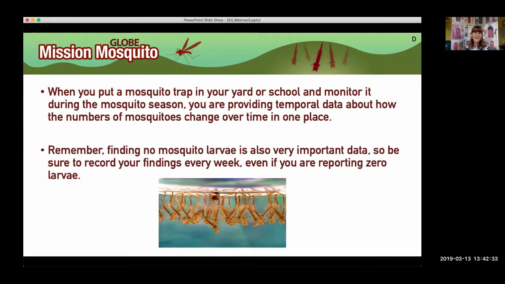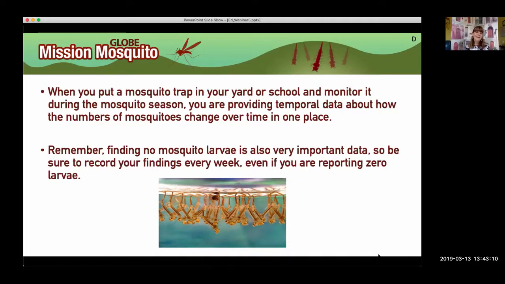Next slide, please. When you put your mosquito trap in your yard or your school and you monitor it during the mosquito season, you're providing temporal data, so data based on the time periods, about how the number of mosquitoes change over time in one place. And as Liz mentioned earlier, finding no mosquito larvae is also very important data. Zero is data. And so be sure that you record your findings every week, even if you're not seeing any larvae. That way you're also going to be prepared and know exactly when active season begins.